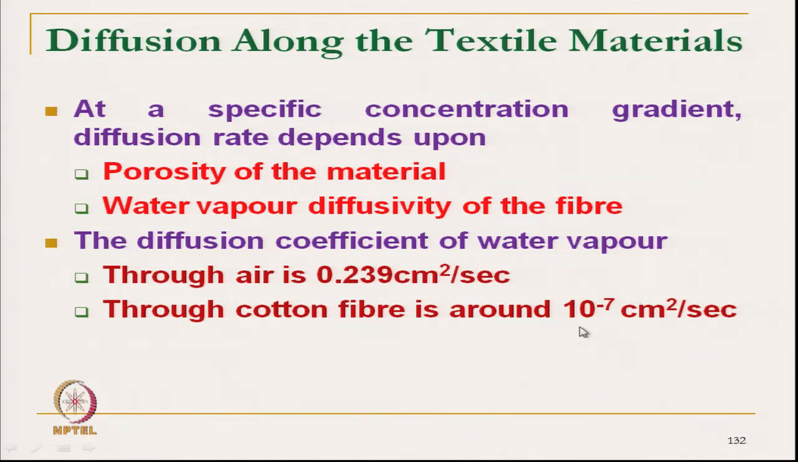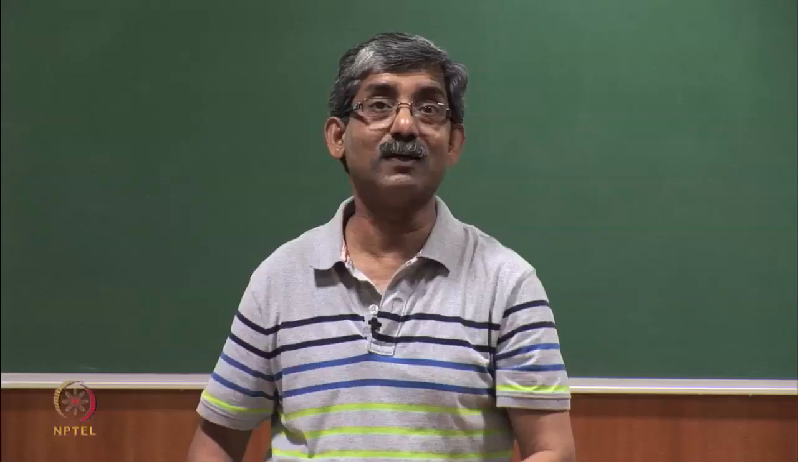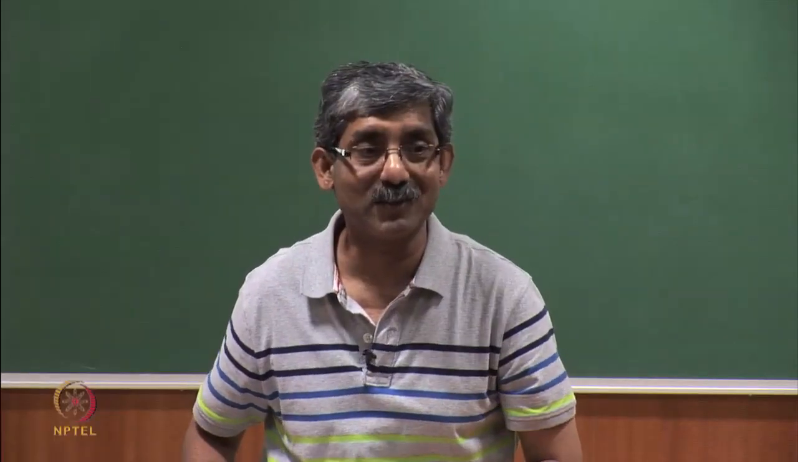If we consider a cotton fiber, diffusion through cotton fiber is 10 to the power minus 7 square centimeter per second, whereas through air it is much higher, 0.239 square centimeter per second. So the porosity of the material is controlled by the diffusion through air. If we can increase the porosity, the diffusivity will increase, and this diffusion is by Fickian diffusion.